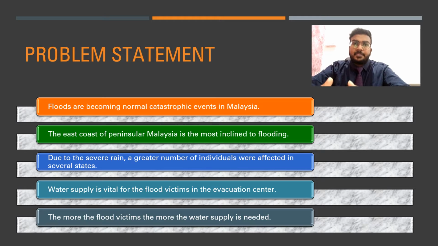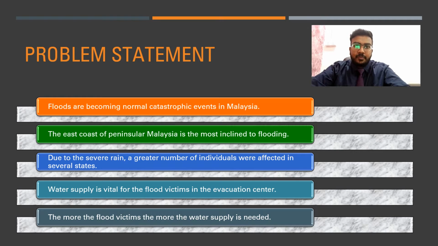Moving on to problem statement. So, what is the problem that led to this study? Floods in Malaysia are becoming normal catastrophic events which happen particularly during the monsoon season every year. The east coast of Peninsular Malaysia is the most inclined to flooding during the north monsoon season from October to March. Due to the severe rain, a greater number of individuals were affected in several states.